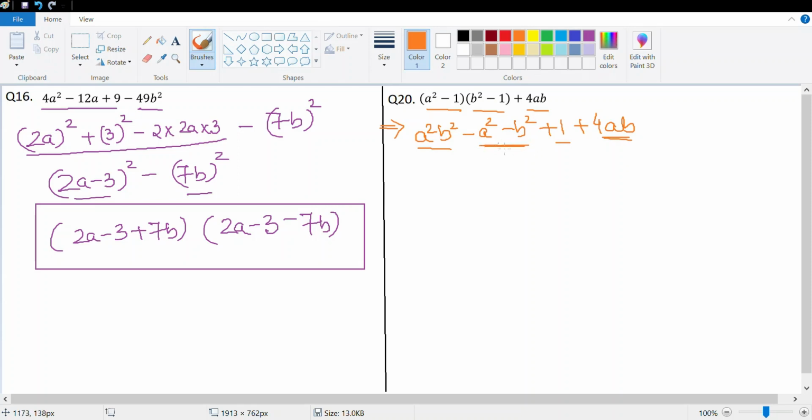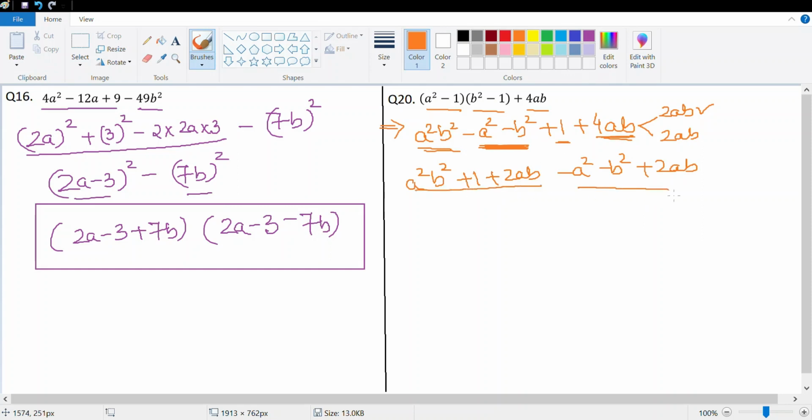Okay, so this is basically a square plus b square. If I take negative common, if I can get a plus 2ab or a negative 2ab, then this will become a plus b or a minus b the whole square. So let me break this up into 2ab and 2ab. Let's see if this helps us. So what we have is a square b square plus 1 plus 2ab, and negative a square negative b square plus 2ab. So I have broken 4ab into 2ab and 2ab. One 2ab I have taken with a square b square and 1, and one 2ab I have taken with negative a square and negative b square. Let's see if this helps us.